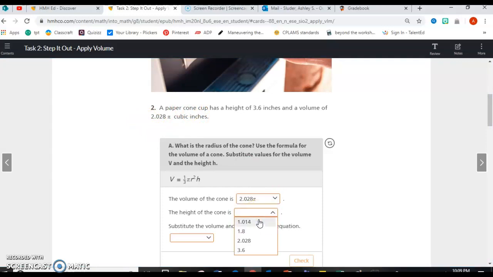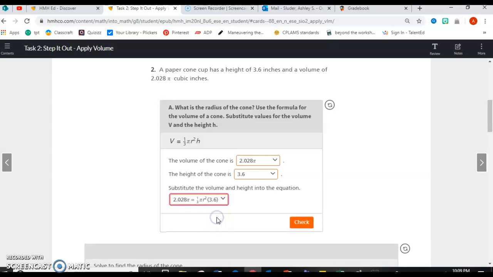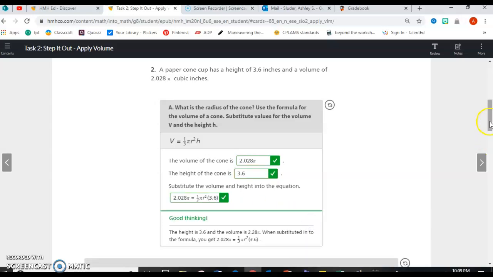The height of the cone is 3.6 inches. And if we substitute the volume and the height into the equation, volume equals 1/3 pi radius squared times height, then our equation is going to look like my volume has to be 2.028 pi, 1/3 radius squared times my height, 3.6. Found it. Nice.